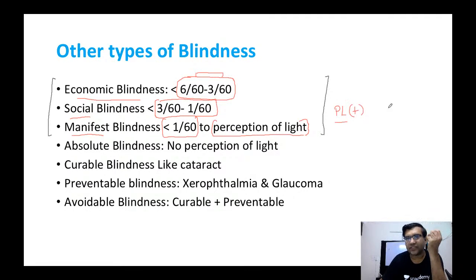So he can perceive the light and he can perceive the projection of rays from the top, from the bottom, from the left, from the right. So PL positive and projection of rays is accurate in all the quadrants.